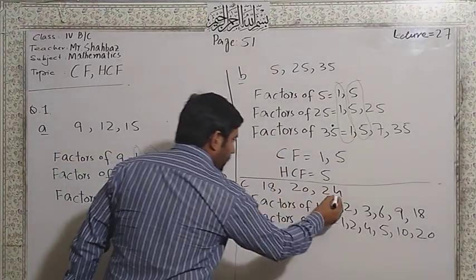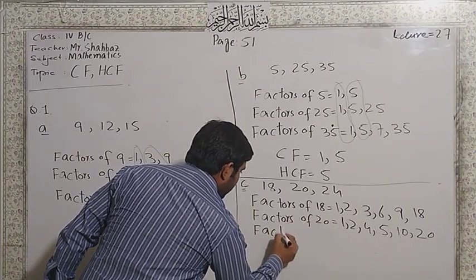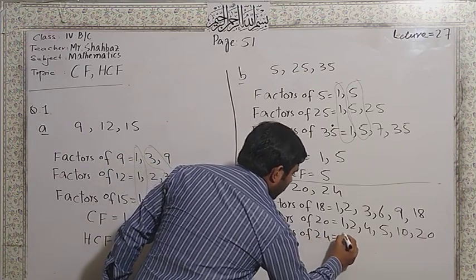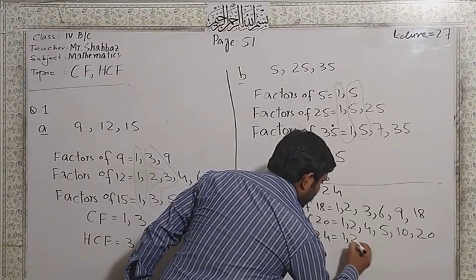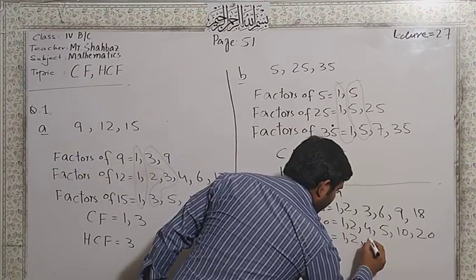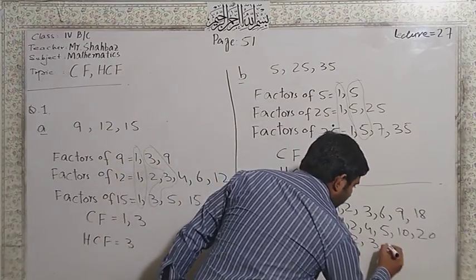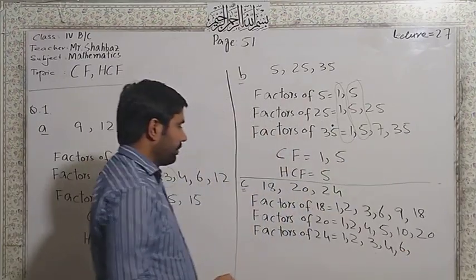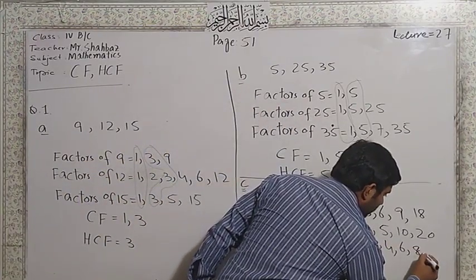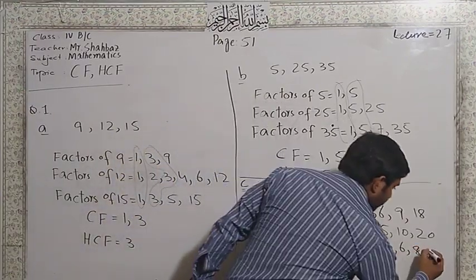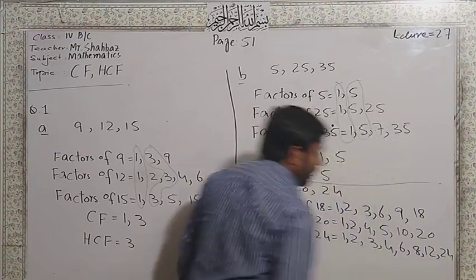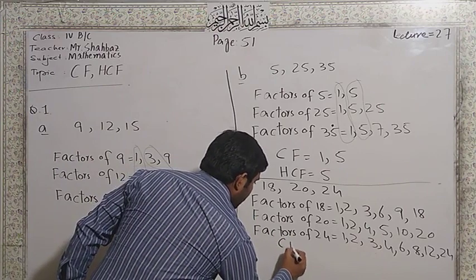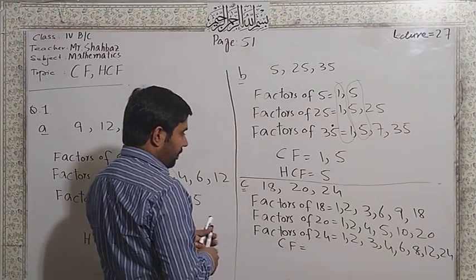Next, you have 24. Factors of 24. 1 24 is 24. 2 12s are 24. 3 8s are 24. 4 6 are 24. 6 4s are 24. 8 3s are 24. 12 2s are 24. And 24 1s are 24. These are the factors, and now you have to look the common factors. CF, which one is common?